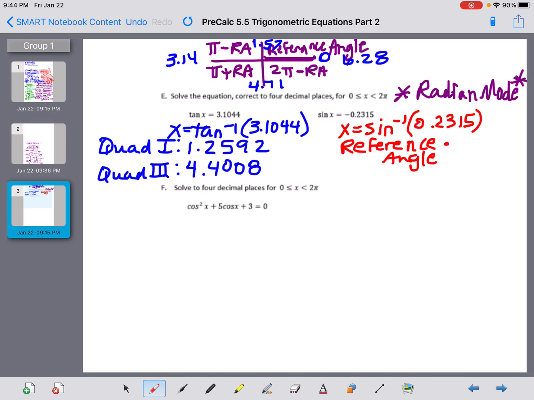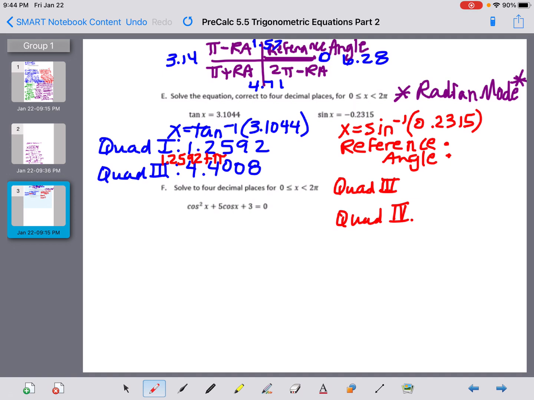Okay, so I'm going to go first for my reference angle. But before I do that, I need to stop and think, where should my two answers come from in my unit circle if my sine is negative? Well, sine is negative in quadrant 3 and quadrant 4. Okay, that's where my two answers can come from. By the way, don't forget quadrant 3 over here. I took 1.2592 and I added pi, just so if somebody looks later and says, where did I get that? Because I was in quadrant 3.